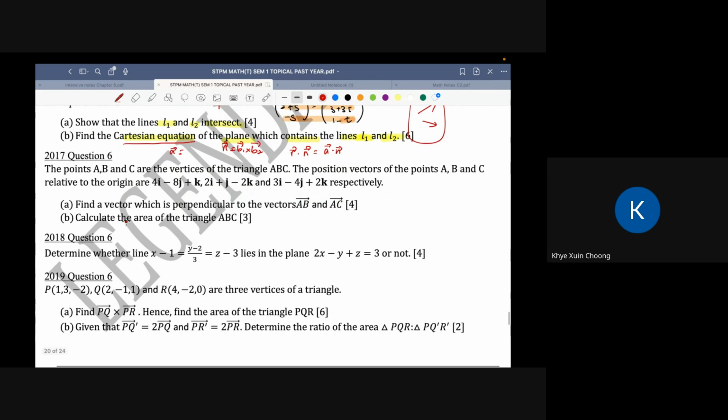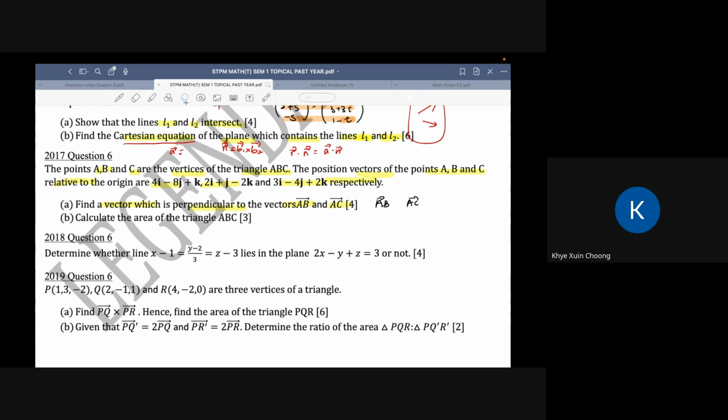Okay, so for 2017, the points A, B, and C are vertices of a triangle ABC. The position vectors of points A, B, C relative to the origin are this one and this one respectively. So it gives you 3 points. Find a vector which is perpendicular to the vectors AB and AC. So you find AB first, then you find AC, using the difference of two vectors.